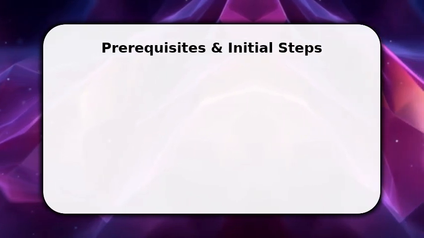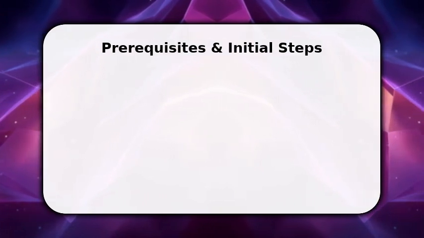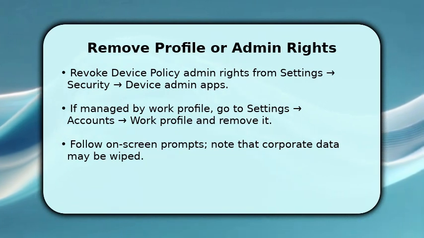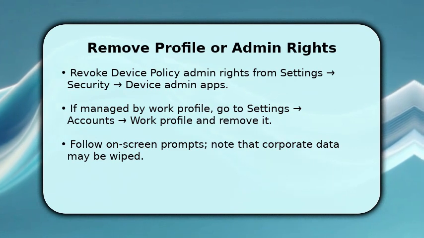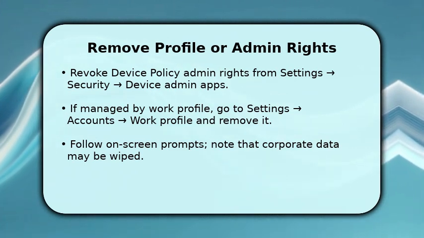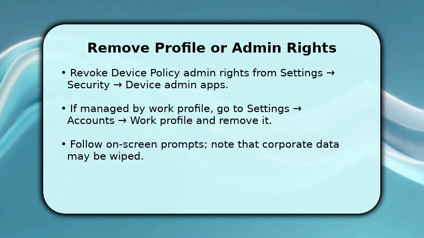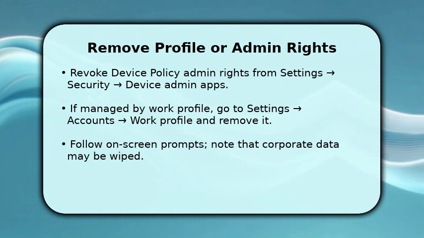If the app is a work profile app, you'll remove the profile as the next step. Now revoke admin privileges so the app can be uninstalled. Go to Settings, open Device Admin Apps, find Device Policy, and tap Deactivate. You'll be asked why and may need the device owner password. If the device uses a work profile, navigate to Accounts or Users, select the work profile, and choose Remove Profile. This removes management and any corporate apps.